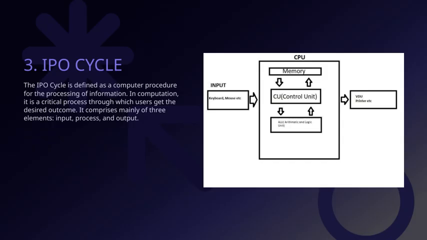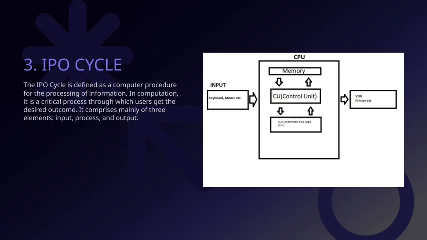Input, process, and output. First, input is about feeding data into the system. This could be anything from typing a command to scanning a barcode. Next, the process is where the computer works on that data, performing calculations, sorting, analyzing, or transforming it.